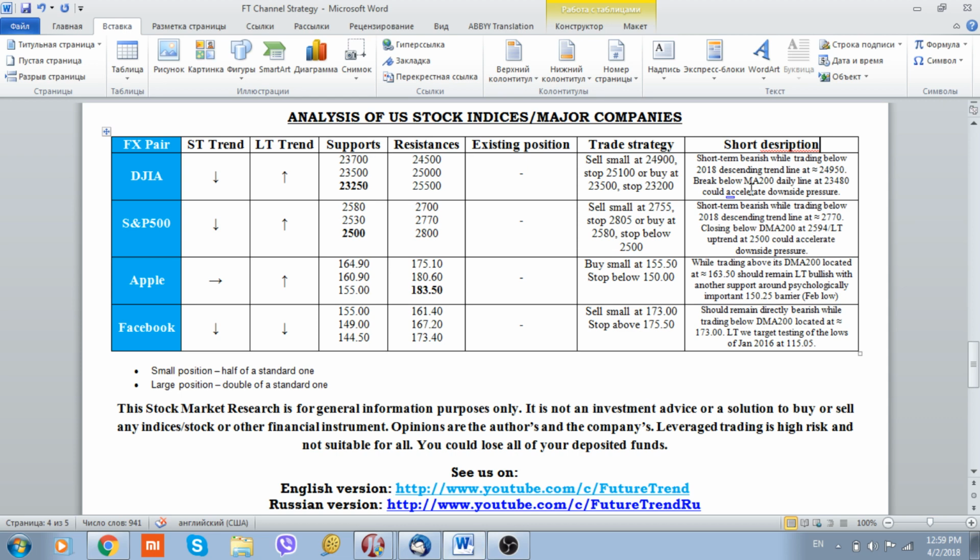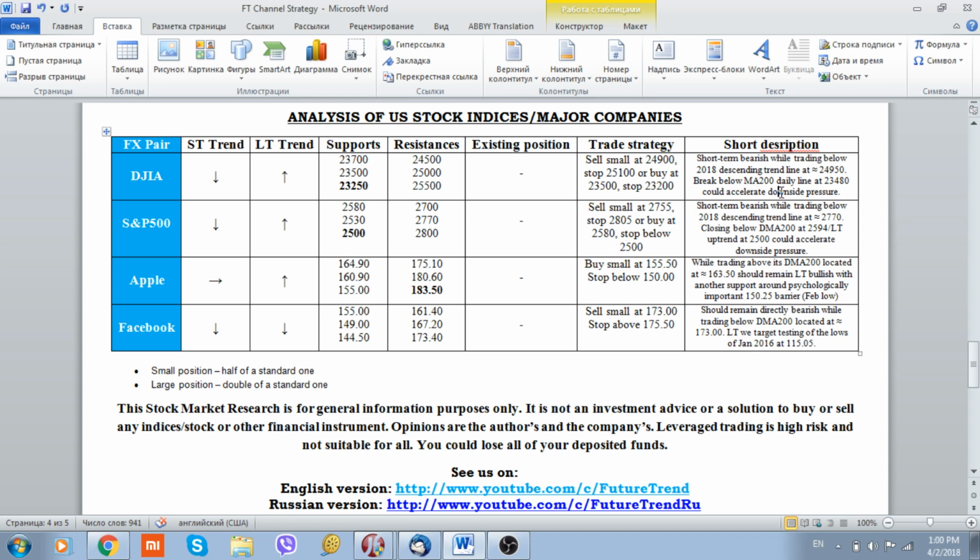you can see that the index is short-term bearish while trading below the above-mentioned descending trend line that started in January this year, and a break below the moving average 200 daily line at 23,480 could accelerate the downside pressure in the index.